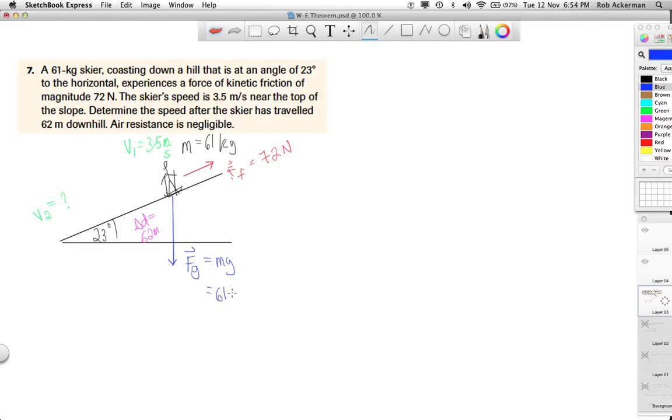That's 61 times 9.8, which, if I take my calculator here, 61 times 9.8, going to be around 600. It is. It's 597.8 newtons. What other force or forces are acting here? There is a normal force. Unfortunately, I didn't leave myself much room to draw it there, but I'm going to try to anyway.